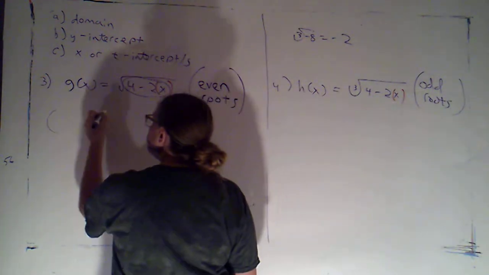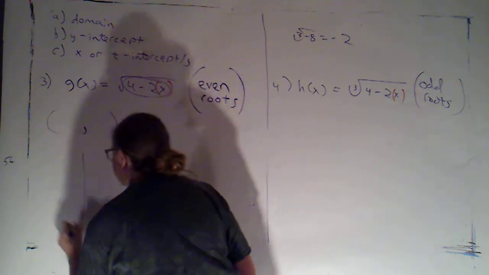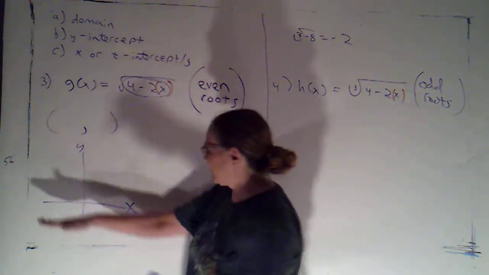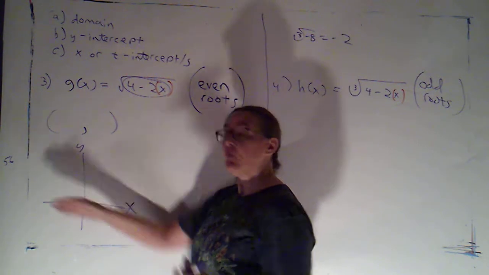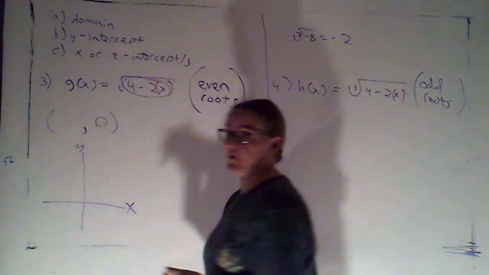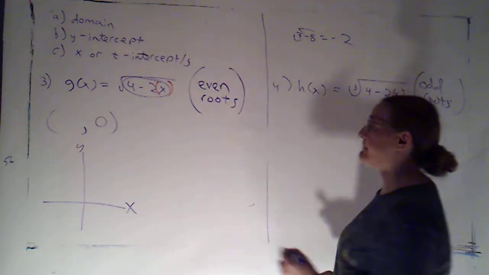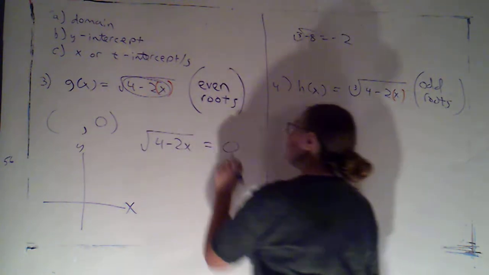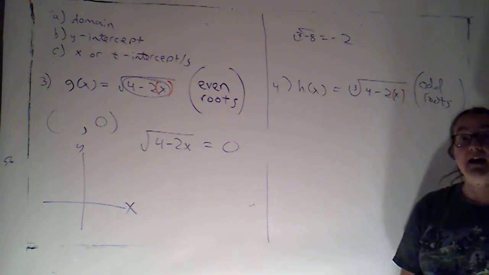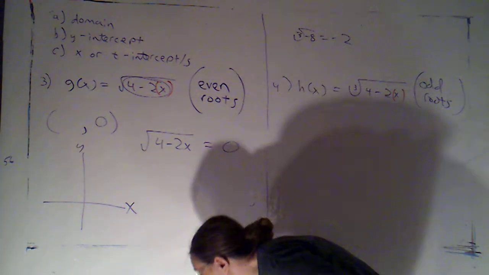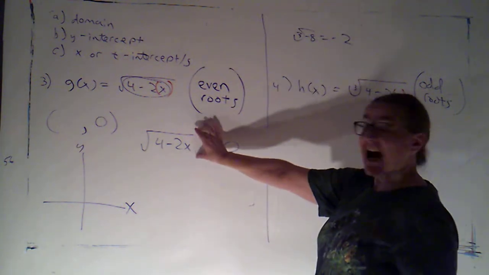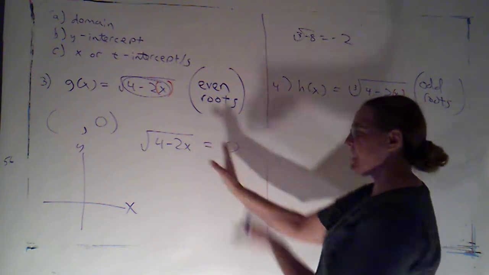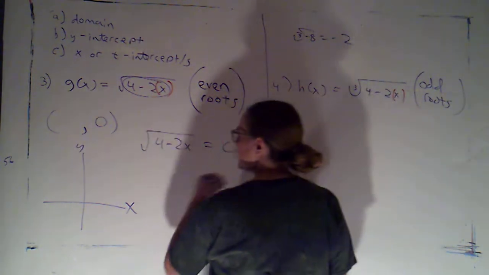So for the x-intercepts, I want to remind myself that that's going to be where we're on the x-axis, which means our y value will be 0. So I'm just going to take the formula for my function and set it equal to 0, and then solve for x. Now, in order to do that, I want to undo what I'm doing to x. I want to undo the square root, so I'm going to square both sides.